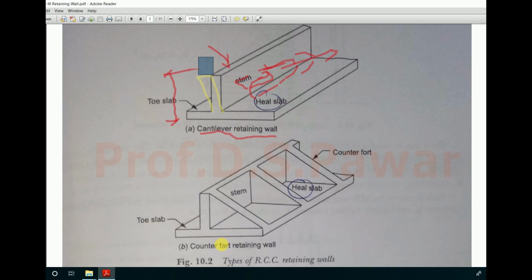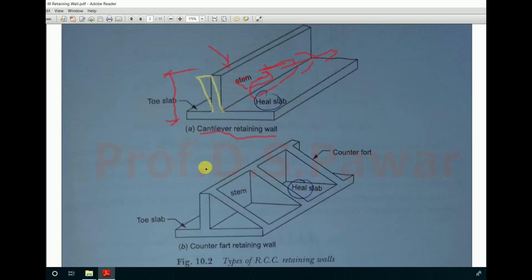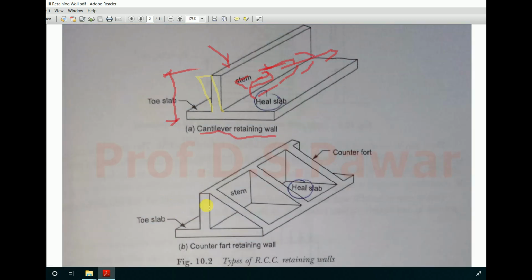The second type of retaining wall is the counterfort retaining wall. Why is it called a counterfort retaining wall? When the total height of the retaining wall is more than 4.5 to 5 meters, in that case this counterfort retaining wall is used.